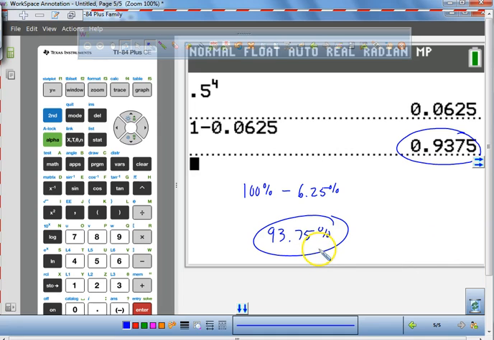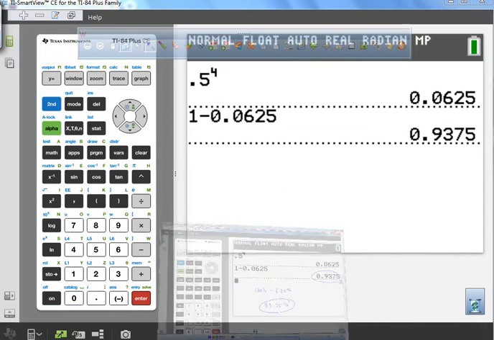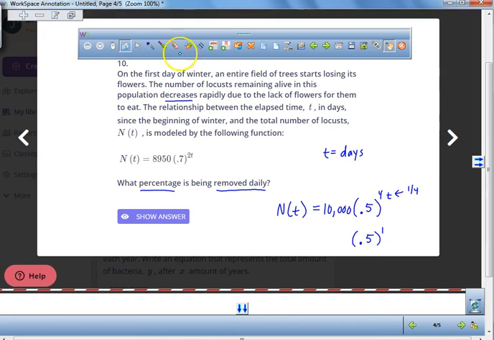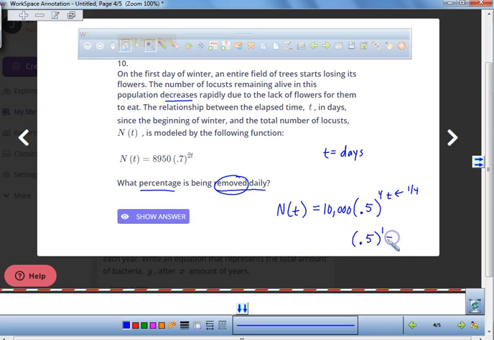Yours isn't going to be that hard, okay? Yours isn't going to be hard. So what do you guys have to do? You have to take whatever this is, raise it to the power, and whatever you get, make sure you know what's being removed. All right, so what did 0.5 raised to the power of 4 become? It was what?